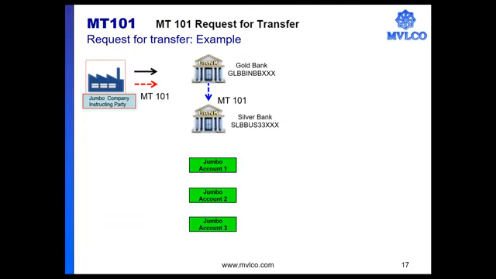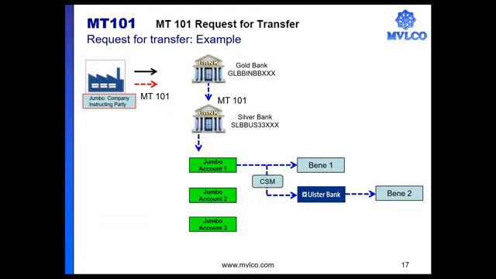When Silver Bank receives this message from Gold Bank, Silver Bank would then move money as per the instructions given by Jumbo through Gold Bank. This is how MT101 is used. It can be used to order the movement of funds from Jumbo's account at Silver Bank to somebody else. So it can be ordered that out of account number 1, make the payment to beneficiary 1.